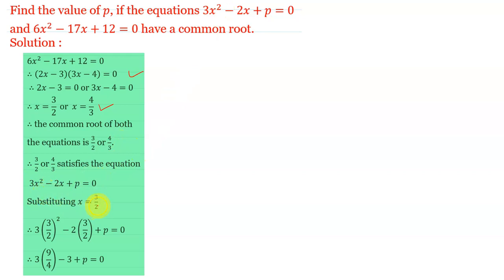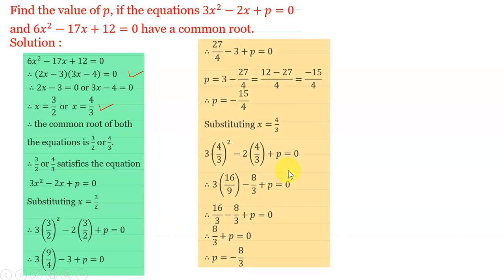If we substitute 3 by 2, then 3 into 3 by 2 bracket square minus 2 into 3 by 2 plus p is equals to 0. How much will it be here? 9. 3 into 9 by 4 is the square. 2 get cancel, minus 3 plus p. Okay. Now the next. 3 into 9, 27 by 4 minus 3 plus p is equals to 0.